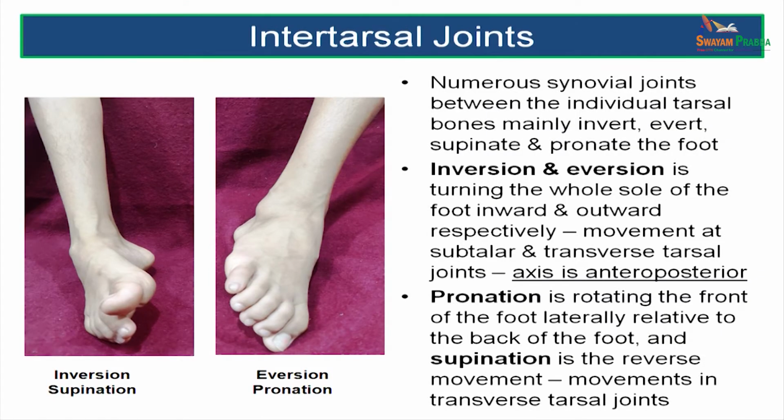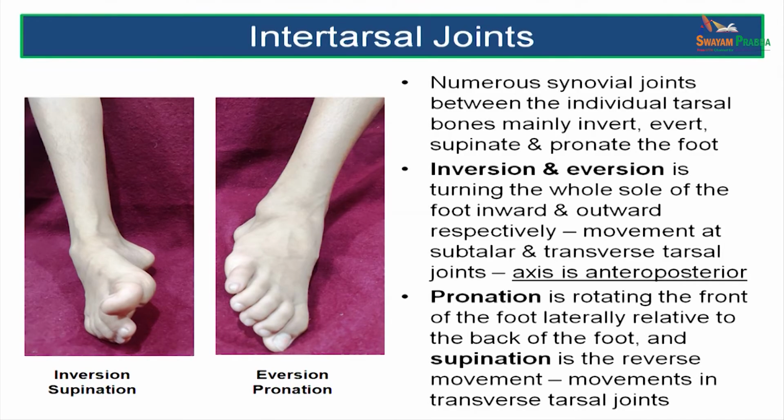The intertarsal joints. There are numerous synovial joints between the various tarsal bones: between the talus, calcaneus, navicular, cuboid and the cuneiform bones. The movements that take place between these bones are inversion, eversion, pronation and supination. Let us look here at this picture. This picture shows a foot in inversion associated with supination. Inversion is turning the sole of the foot inwards, and the lateral border of the foot depresses, the medial border of the foot elevates.